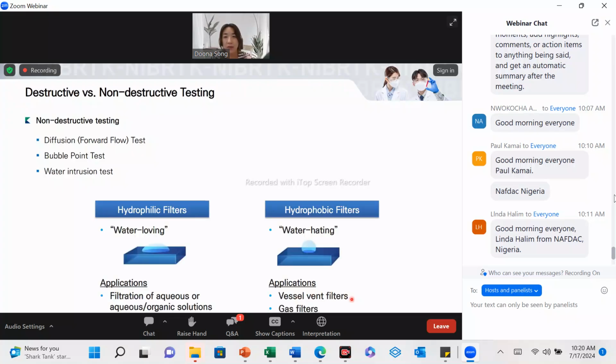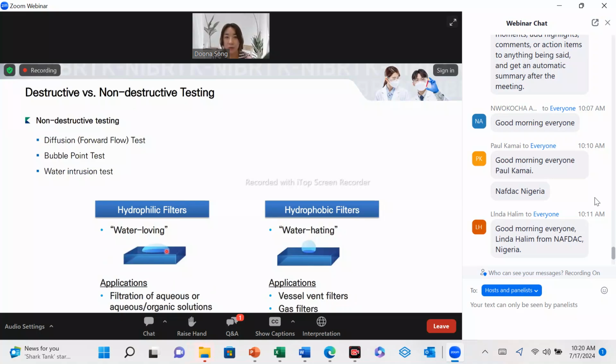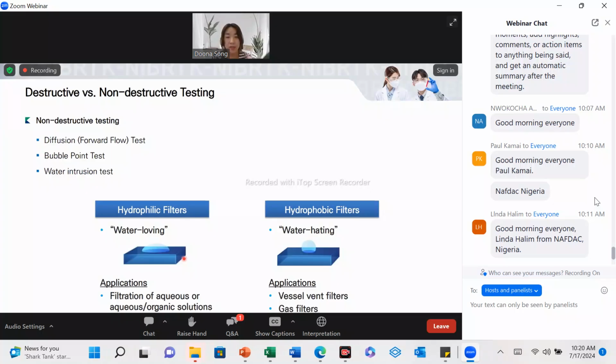Filters can be divided into 2 types based on the affinity with water: hydrophilic filter and hydrophobic filter. Hydrophilic filters love the water. When the water touches these filters, it spreads out over a large area. Applications of the hydrophilic filter are filtration of aqueous solution in downstream process and filtration of drug products.